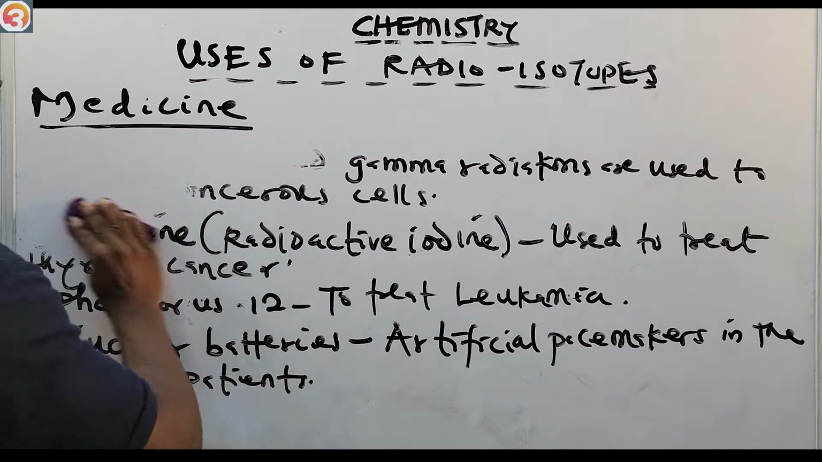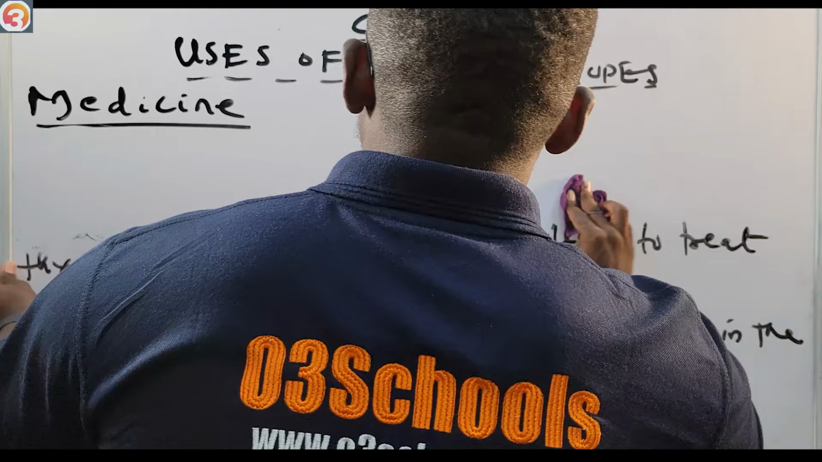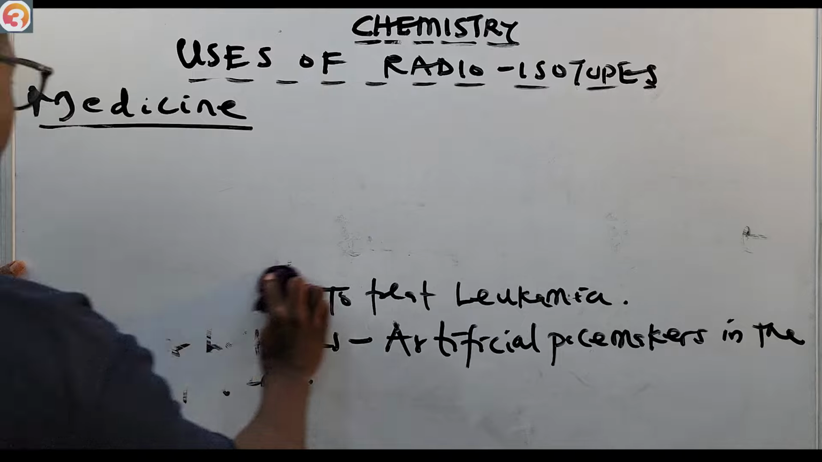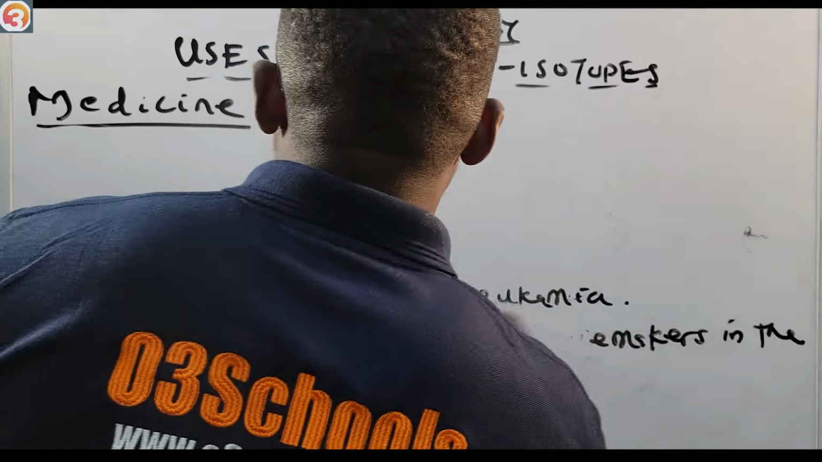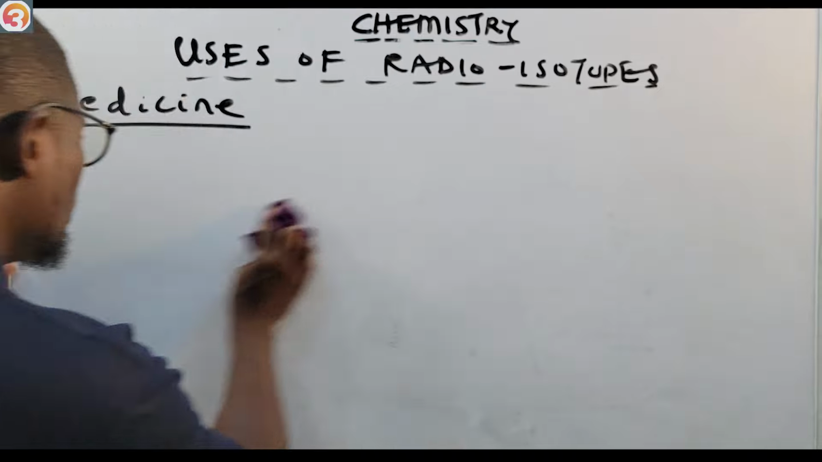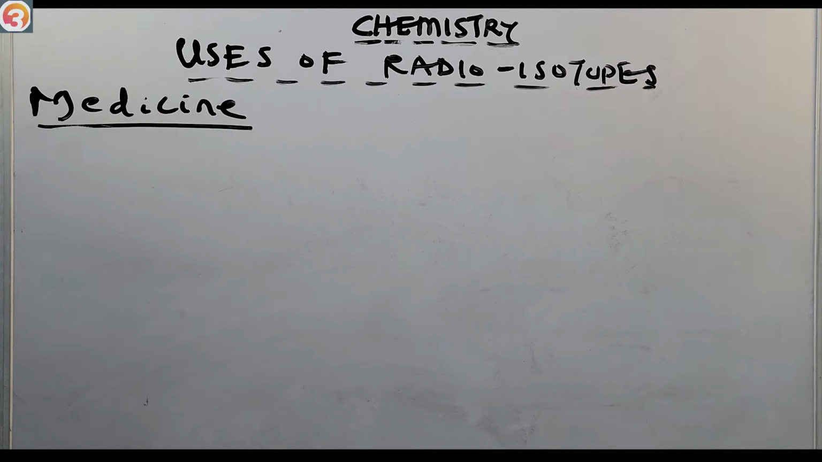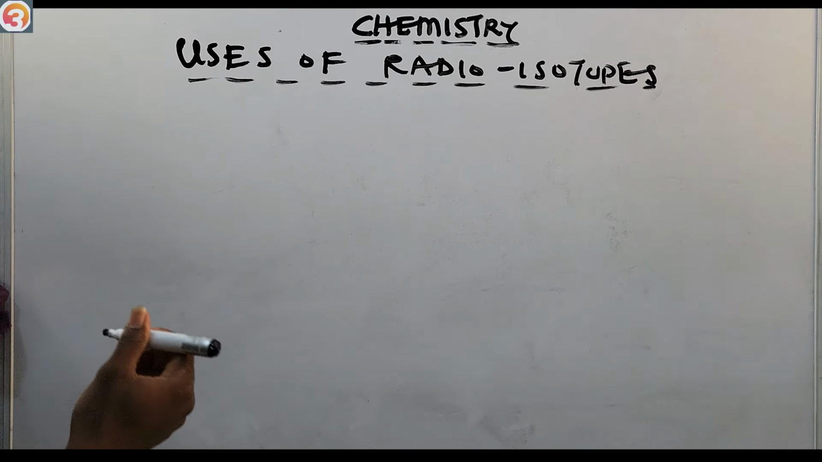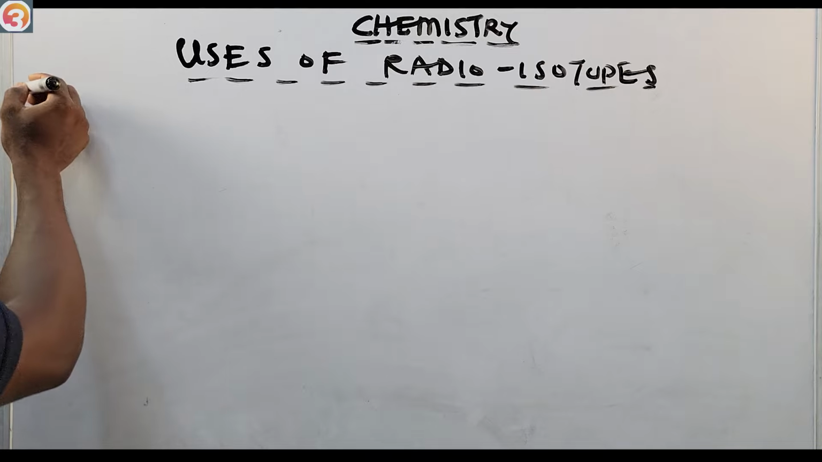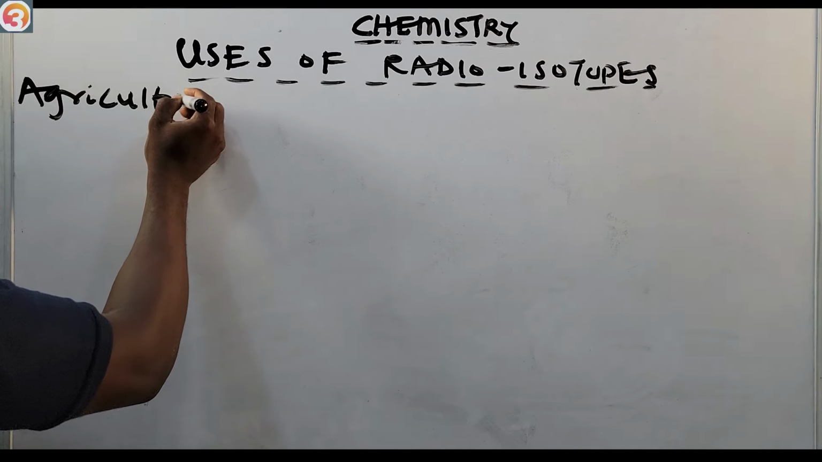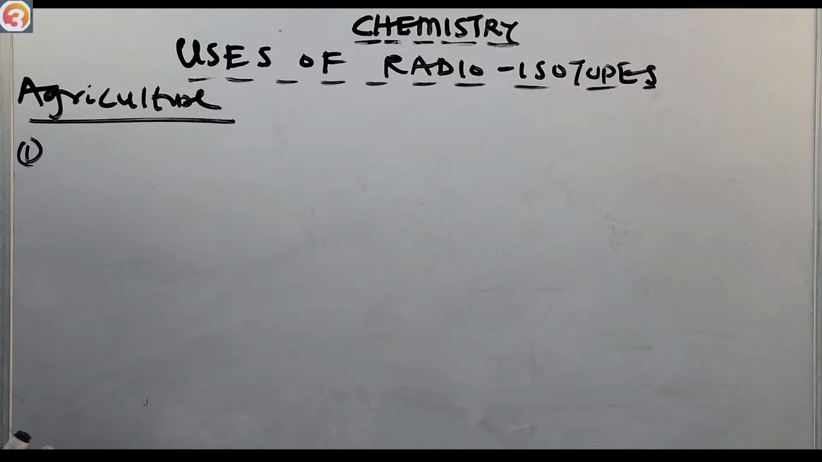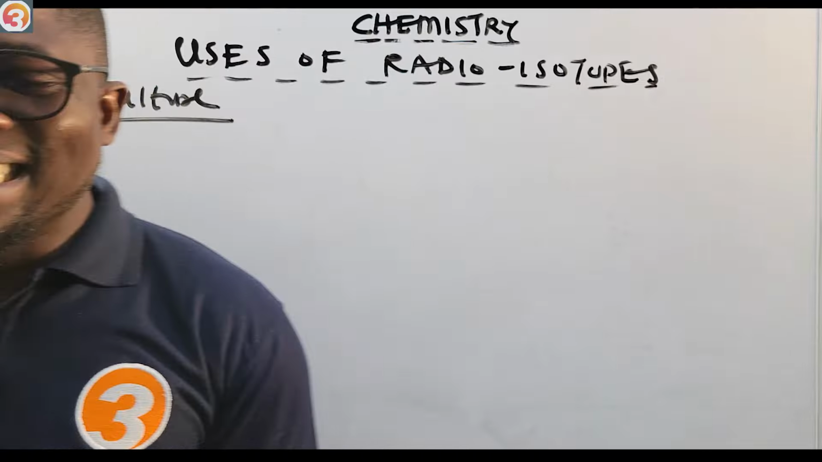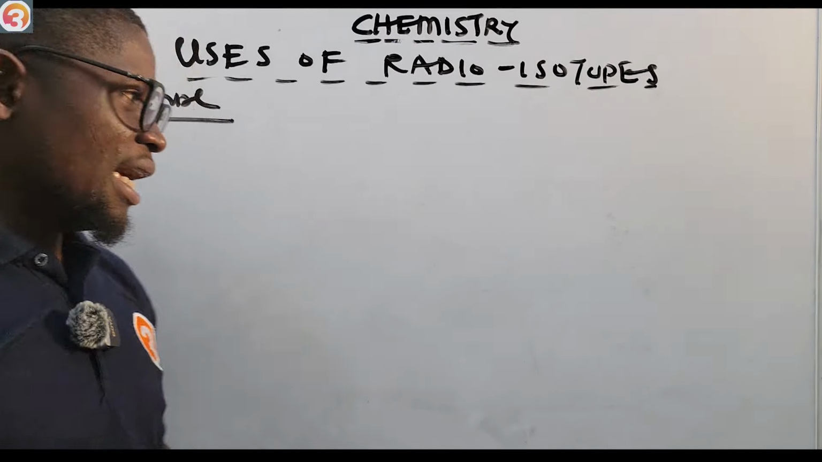Now let's look at another field, agriculture. Radioisotopes are also useful in the agricultural field. Their radiations are used to induce and produce better desired species. In agriculture, number one, the radiations from radioisotopes are used to induce better desired species of plants. So that is one use.